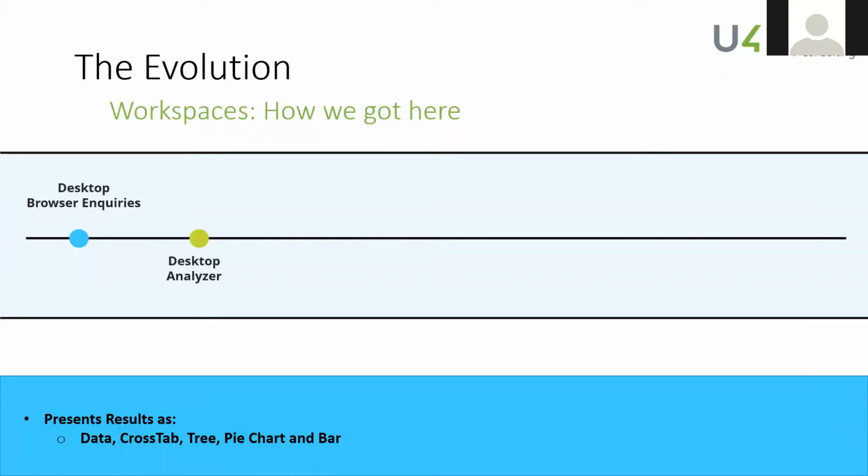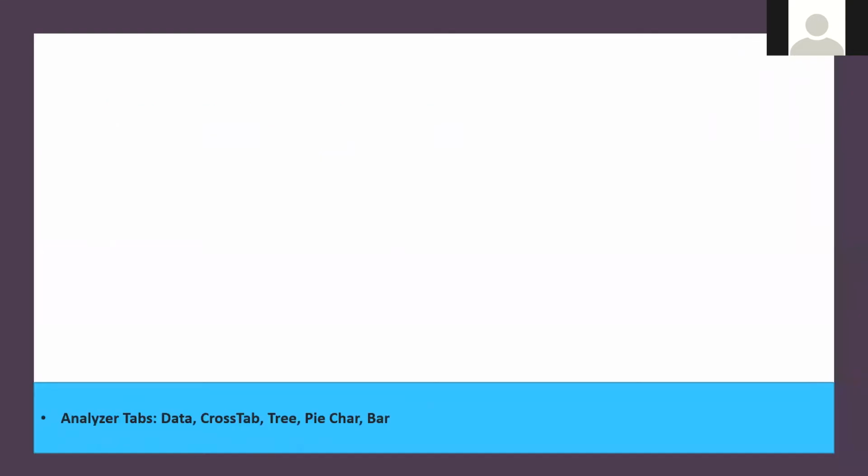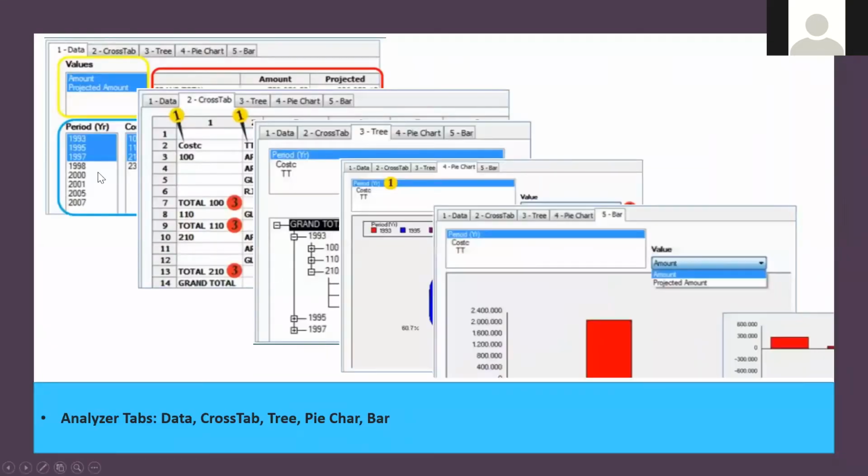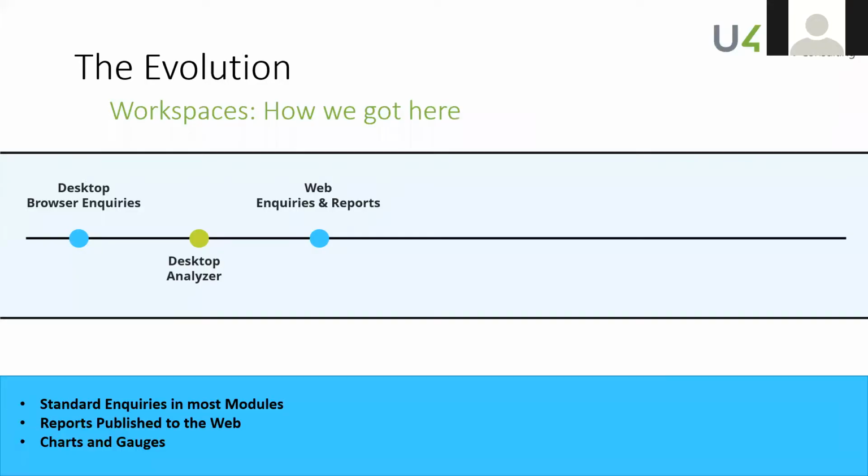There has always been a desktop analyzer, a tool which enables you to create sort of pivot tables and hierarchies and various sorts of charts. But this kind of view obviously now looks a little dated, and it's been superseded by other things.